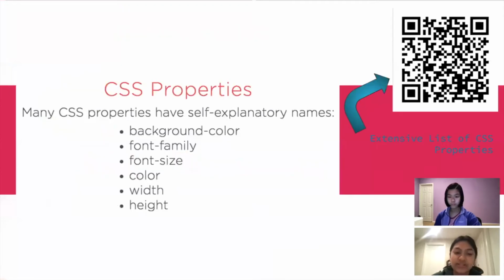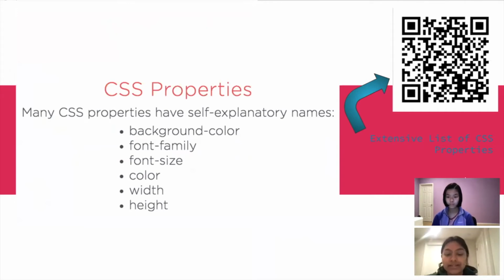So moving on to CSS properties. CSS properties have really self-explanatory names, and like you can see on the slide, there's background color, font family, font size, color, width, height. So they're pretty self-explanatory and they make it easy to remember when you're working on making a website.